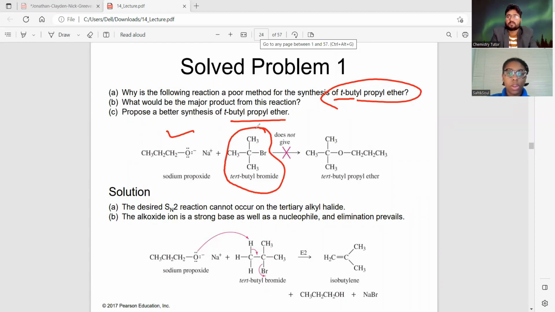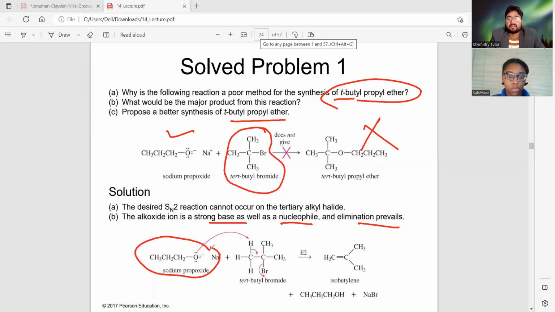This is a tertiary alkyl halide, and I told you tertiary alkyl halides don't give Williamson ether synthesis. You can't synthesize ethers using tertiary alkyl halides, so you will not get this compound. The desired SN2 reaction cannot occur on a tertiary alkyl halide. Alkoxide is a strong base as well as a nucleophile, and elimination prevails.